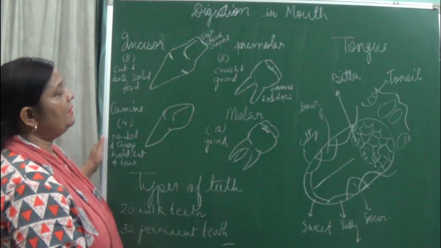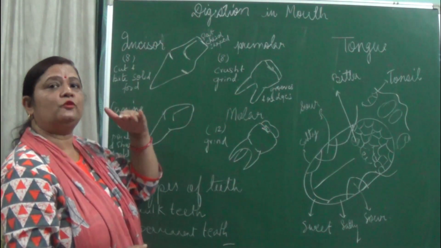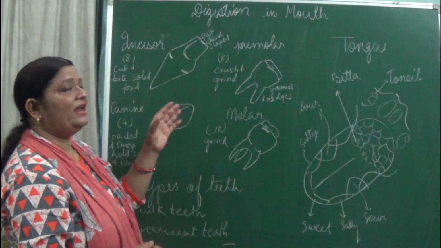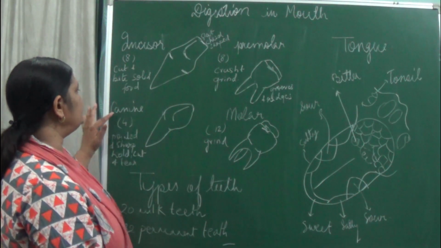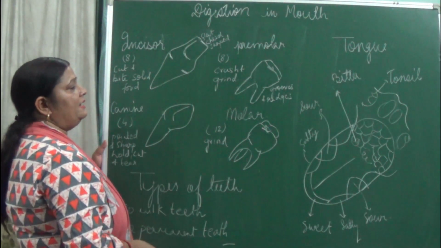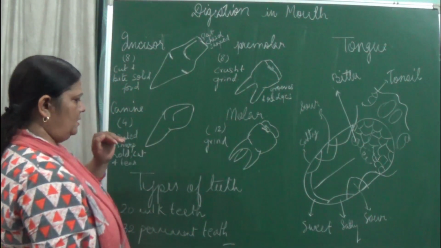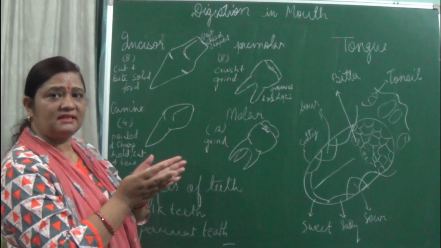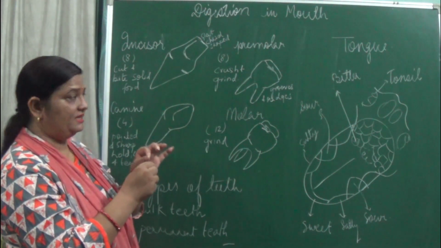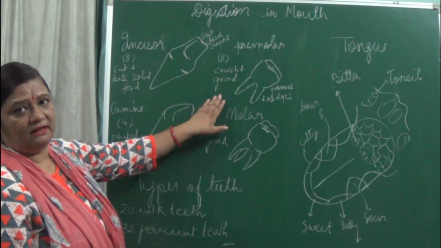Now coming to the premolars. Premolars are 8 in number, 4 in the upper jaw and 4 in the lower, at the sides of the canines. Here you can see that they have ridges and grooves, and they are larger in size. Its function is mainly to crush and grind the food.